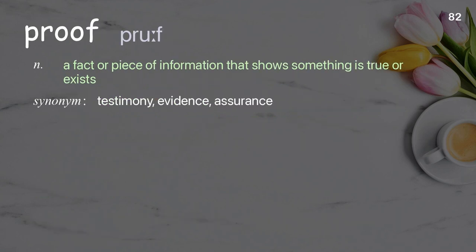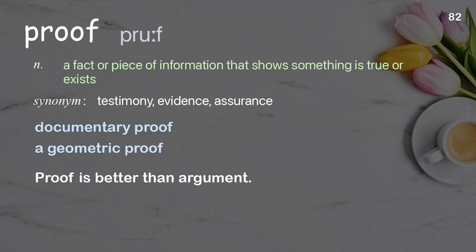Proof: a fact or piece of information that shows something is true or exists. Examples: documentary proof, a geometric proof. Proof is better than argument.